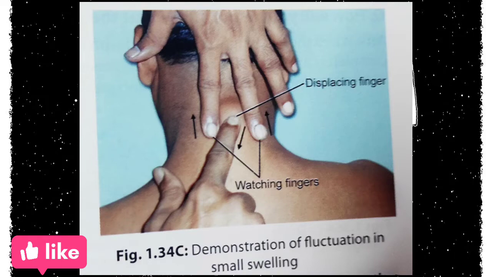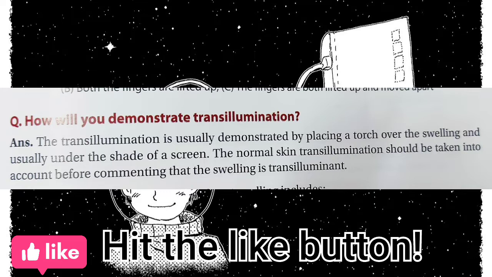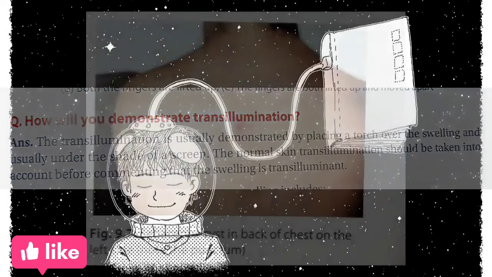Now, how will we get a positive transillumination test in a dermoid cyst? The dermoid cyst usually contains a turbid fluid, containing sebum and desquamated epithelial cells, and is usually not transilluminant. So what does the dermoid cyst contain? It contains some turbid fluid containing sebum and desquamated epithelial cells, and it is usually not transilluminant. Rarely, the dermoid cyst may contain some clear fluid, and in that case it may show positive transillumination, but generally it does not show a positive transillumination test.